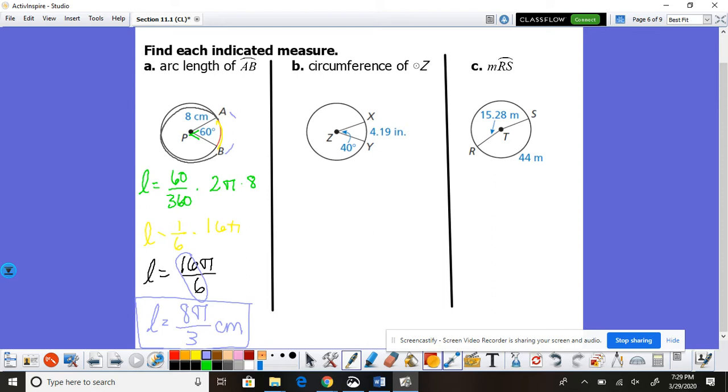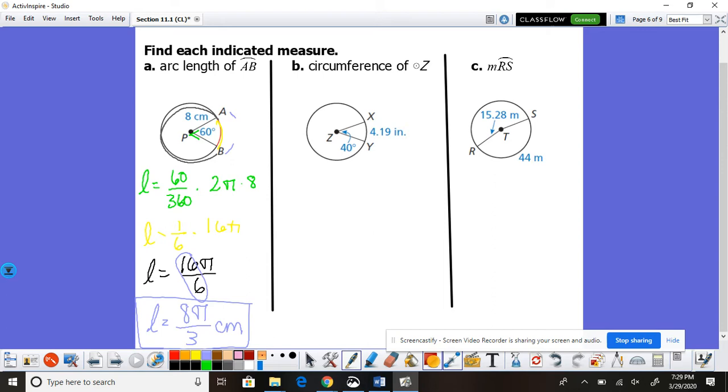Now, don't confuse arc length with arc measure, because the measure of arc AB is 60 degrees. It's the same as the central angle. But the length is how long it is. So if we measured it with a tape measure or something, it'd be 8 pi over 3. All right, so let's do B now.